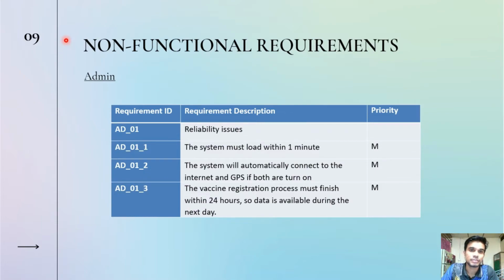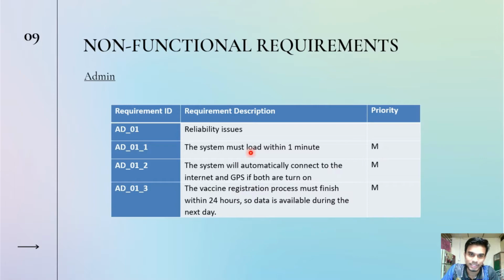So next we have non-functional requirements. In this part we have admin. The requirement description is the reliability issue. The system must load within 1 minute. It's mandatory. The system will automatically connect to the internet and global positioning system if both are turned on.